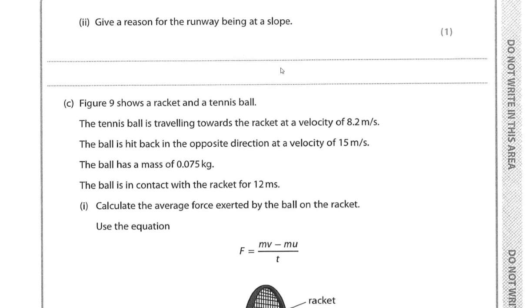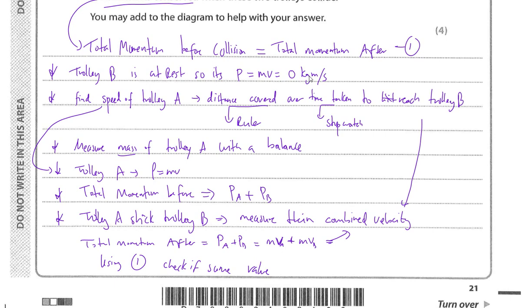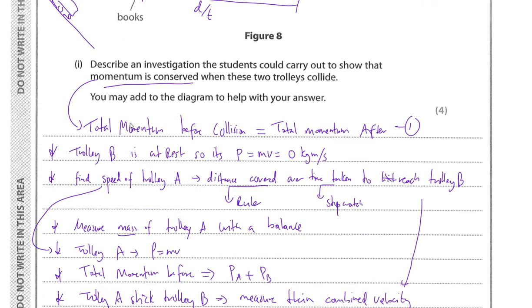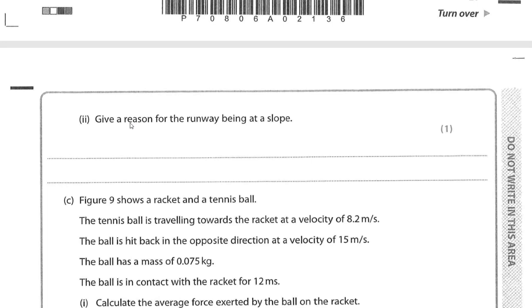Now, give a reason why the runway has to be slanted. Friction is always there. It doesn't matter how slanted it is, friction will still be there. Now, what do we want to do?